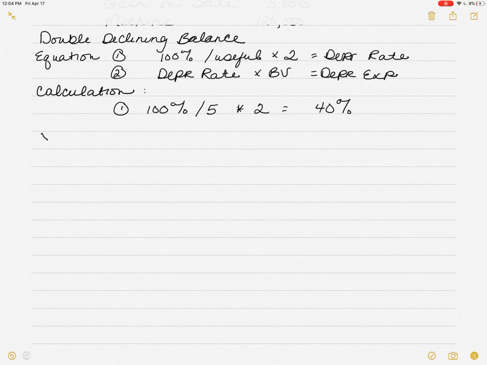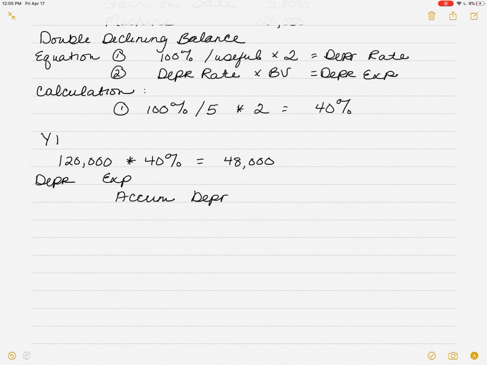Since this is going to change each year, I'm going to calculate my depreciation by year. In year 1, I'm going to take my book value, which in year 1 is your cost, because I have no accumulated depreciation, multiply that by my depreciation rate, and I will get my depreciation expense. I'm going to then do the journal entry I need to do and record that depreciation expense for that year.